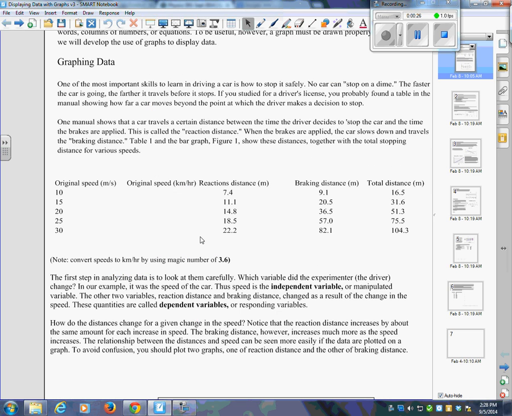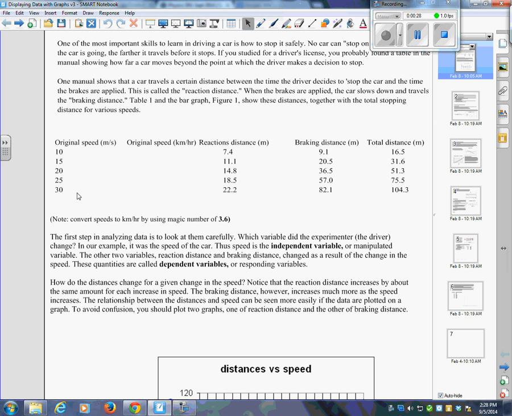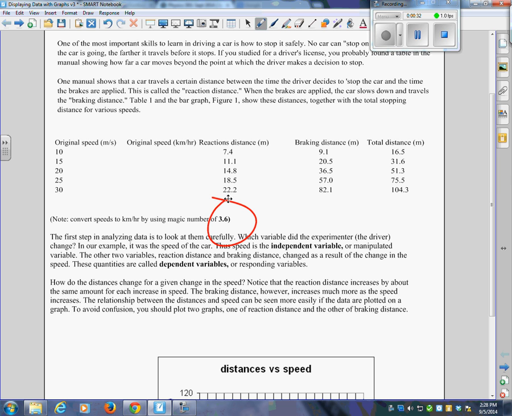Okay? Before I do that, what was the magic number? 3.6. If you're going from meters per second to kilometers per hour, you multiply by 3.6. What if you're going the other way? If you're going kilometers per hour to meters per second, it's divide by 3.6.